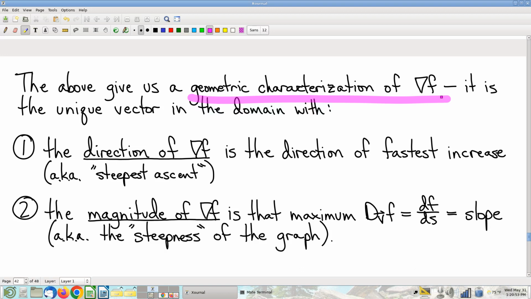The gradient is the unique vector whose direction is the answer to one very reasonable question: what's the direction of fastest increase? And whose magnitude is the answer to another very reasonable question: how steep is it in that direction? What's the rate of change with respect to distance in that direction? Two very reasonable questions, the answers to which give you the geometric features of the gradient, namely the direction and the magnitude of the gradient. So, lovely little rephrase.